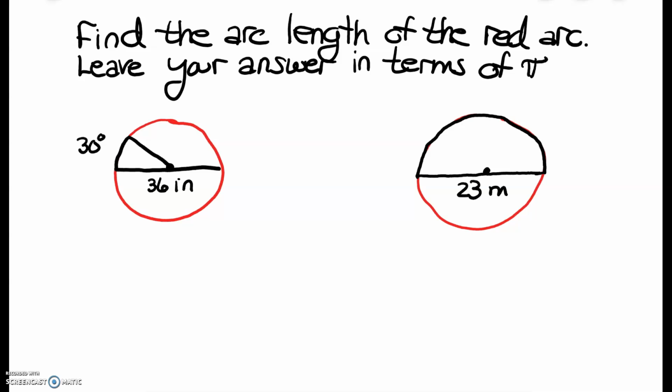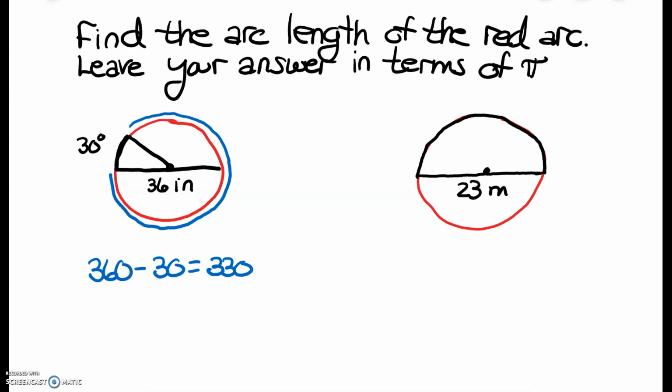I know this black angle right here, that has a measure of 30 degrees. So how can I find the whole rest of this? Well, I know in an entire circle, my arc should add up to 360 degrees. So to find the rest of that, I'm going to do 360, and I'm going to take that 30 degrees away to get 330 degrees. So this blue arc is 330 degrees.